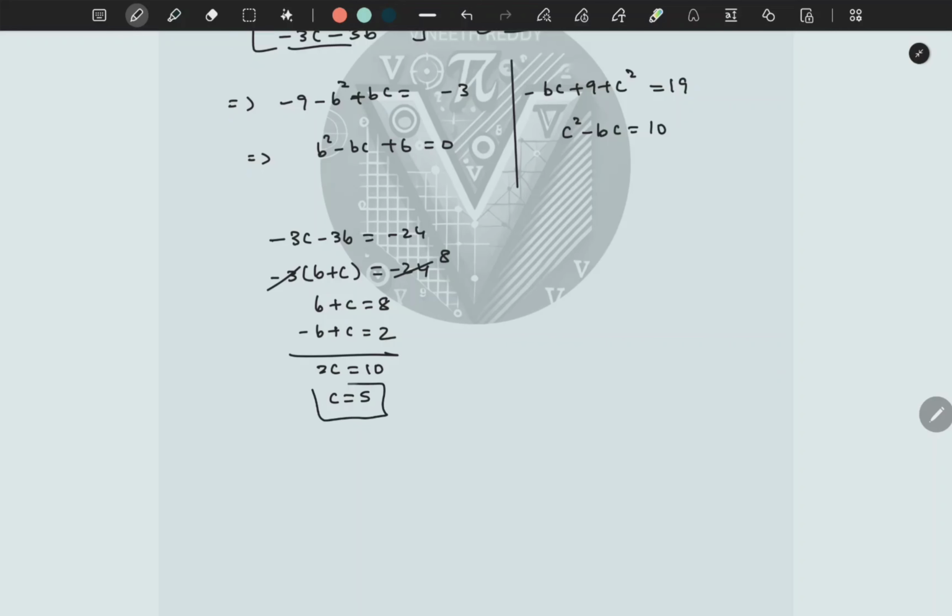That means c will be 5. If c is 5, then b plus 5 will be 8. That means b should be 3. You can just verify it yourself by replacing the b and c values in this.